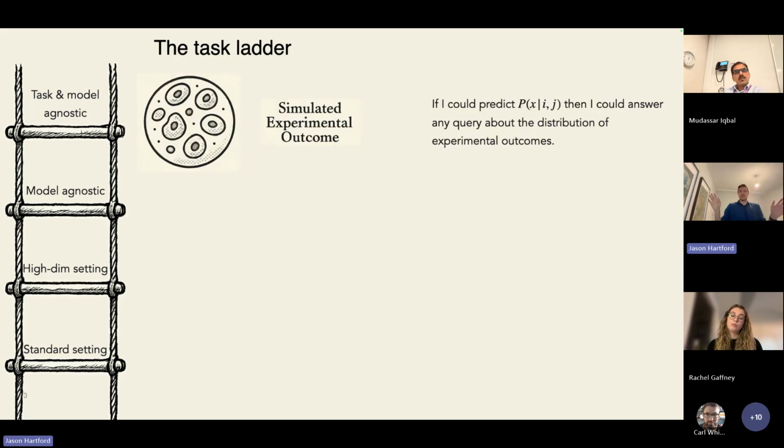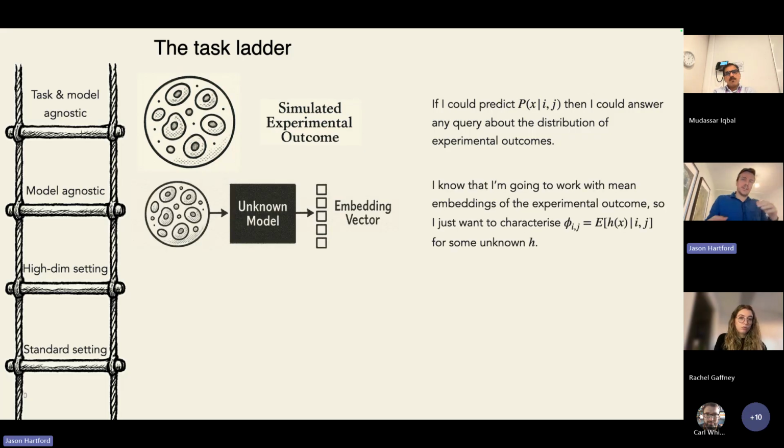So the most general thing you could ask for is that I can predict the double perturbation distribution, P of X given i, j. If i and j are two different perturbations, I can just characterize that distribution. Because if I can characterize that distribution, then I can answer any query about it. Any task on top of this distribution is just some function that I apply to this distribution. So if I solve this, I'm done.